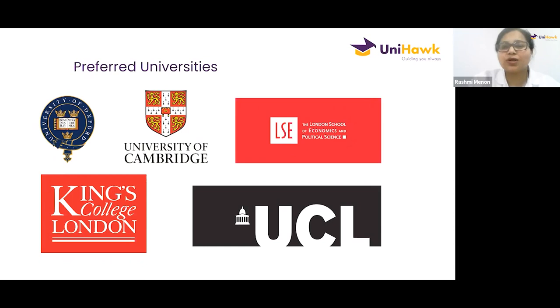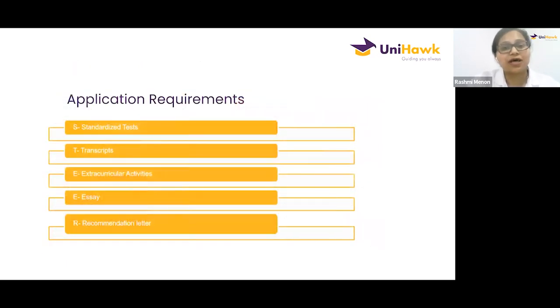And why it is so important that we decide which ones to apply to is also because the number of universities that we can apply to for an undergrad program in the UK is limited to 5 universities only through UCAS, which is the common application portal through which you would be applying.